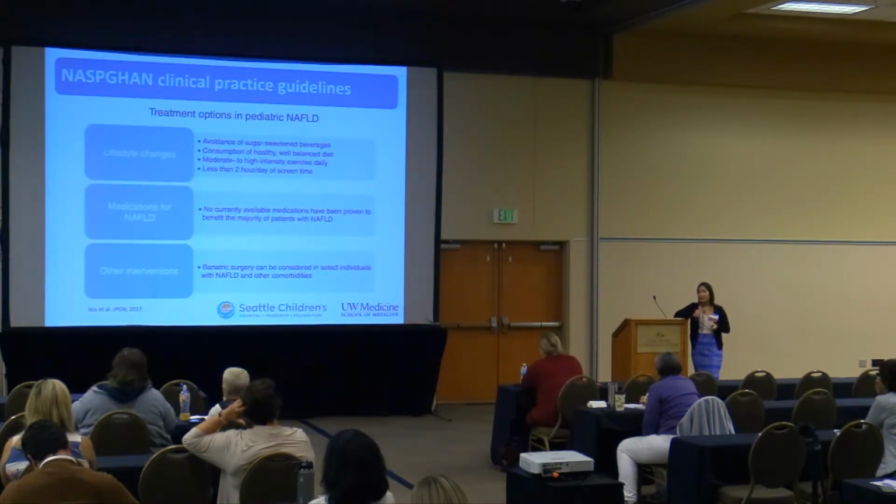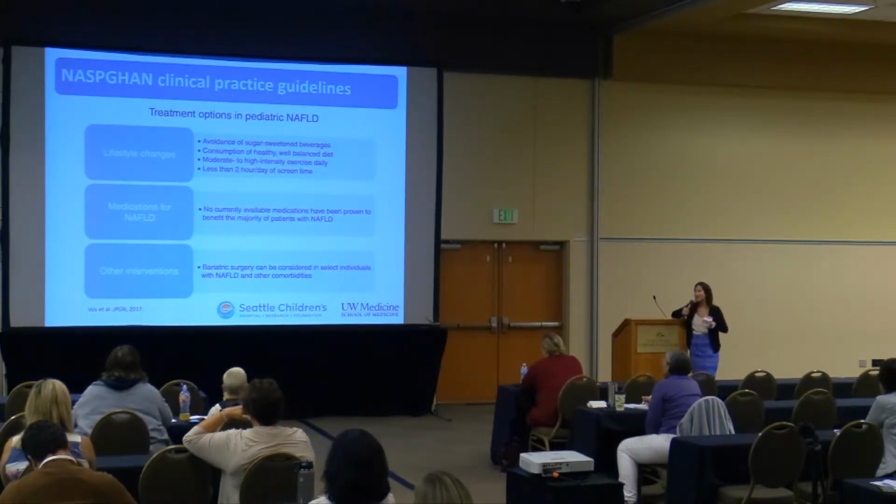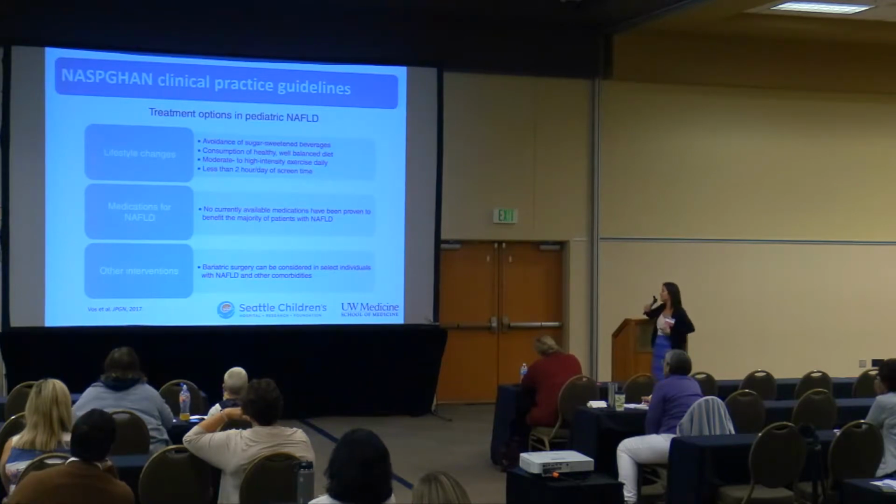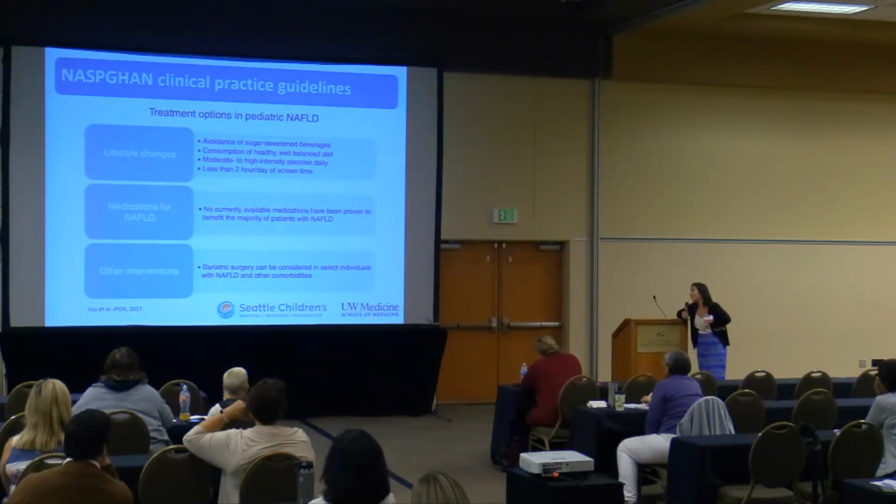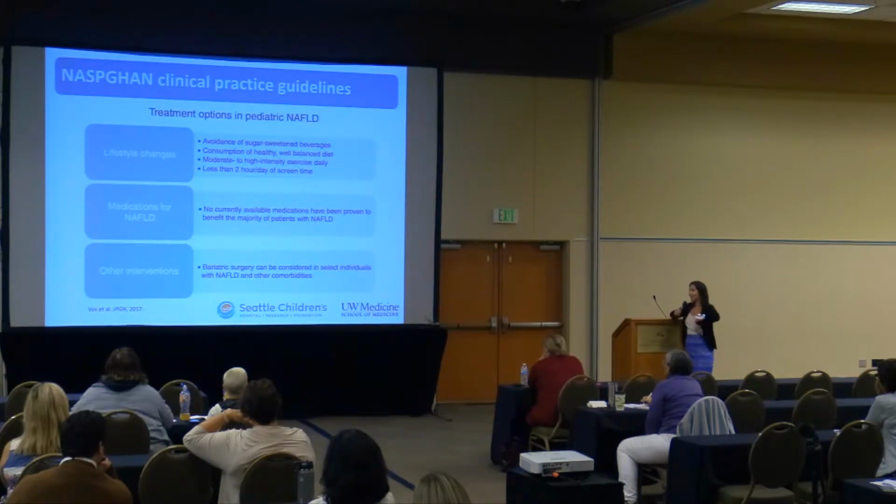NASPGHAN again, which is our North American Society for Pediatric Gastroenterology, Hepatology, and Nutrition, came out with this in 2007. And I get sad because it's so vague. It's like, oh, avoid sugar, increase activity, no medications work, pray a little bit, everything is going to be fine. And then think about bariatric surgery. So it's very vague, and it's like, this is what you all know. This is what everybody knows. This is what I'm supposed to be doing with myself.